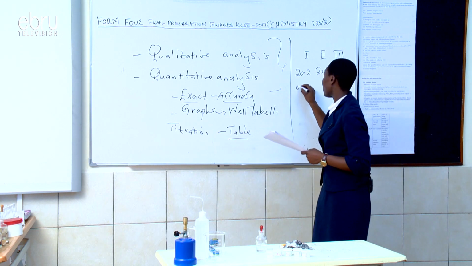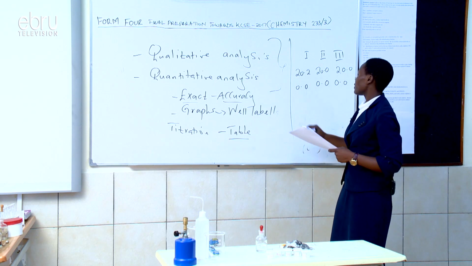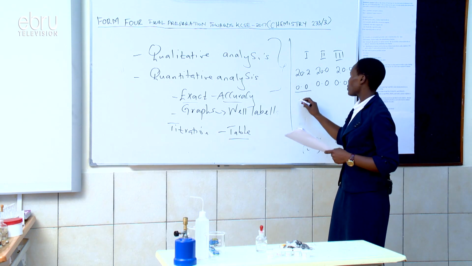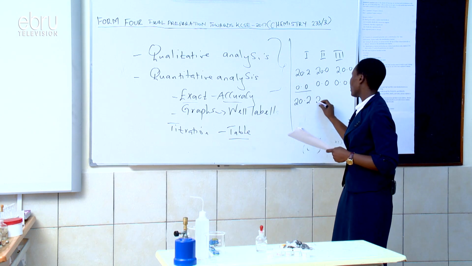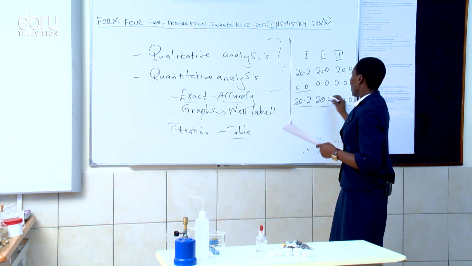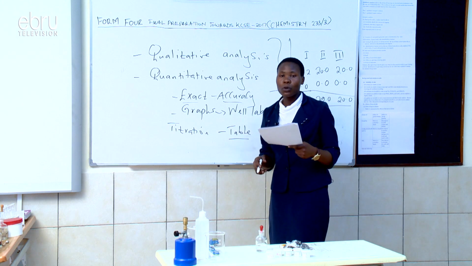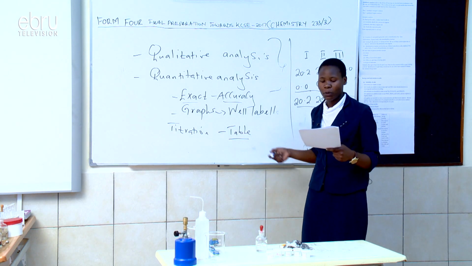So if this is 0.0, 0.0, 0.0, these are readings from the burette. So the titer volume will be that. This one will be 20.0, and then this one will be 20.0. Yeah, so that is one rule that should be observed when carrying out titration and filling the table.